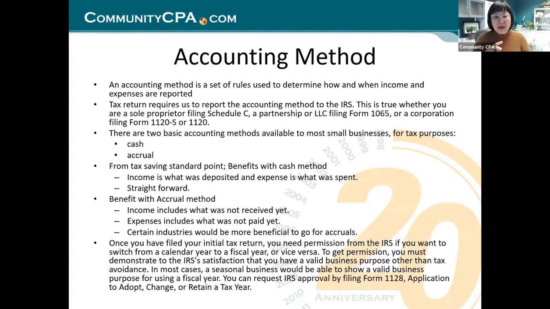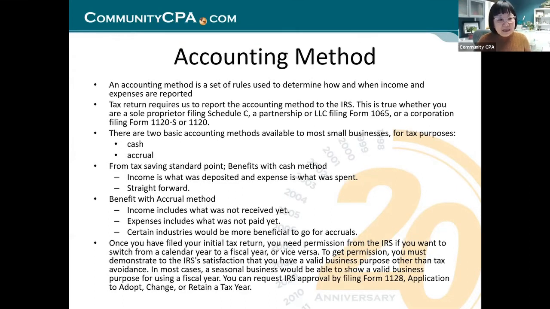This is our three-dimensional view that I am trying to have you visualize, so you can see what I am talking about. Then now let's look at the tax saving.